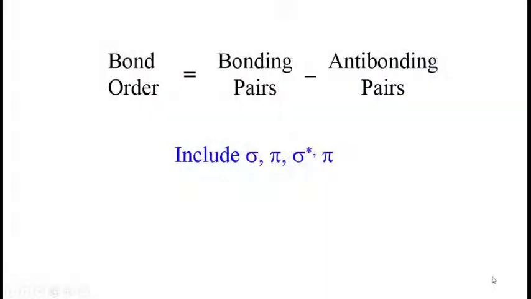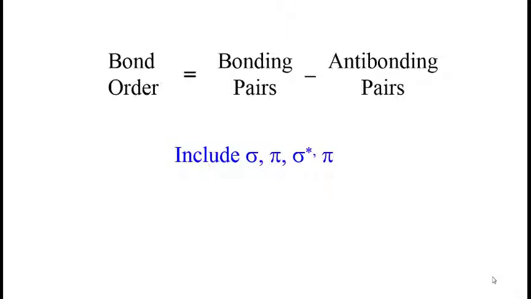When we drew Lewis structures a couple of modules ago, we introduced bond order, which characterizes the number of shared pairs in a bond. We can also get bond orders from molecular orbital energy level diagrams. Bond order can be determined from this simple relationship. The bond order equals the number of bonding pairs minus the number of antibonding pairs.